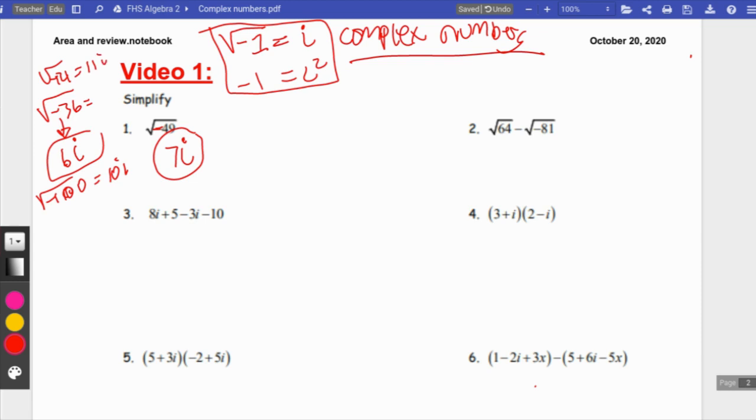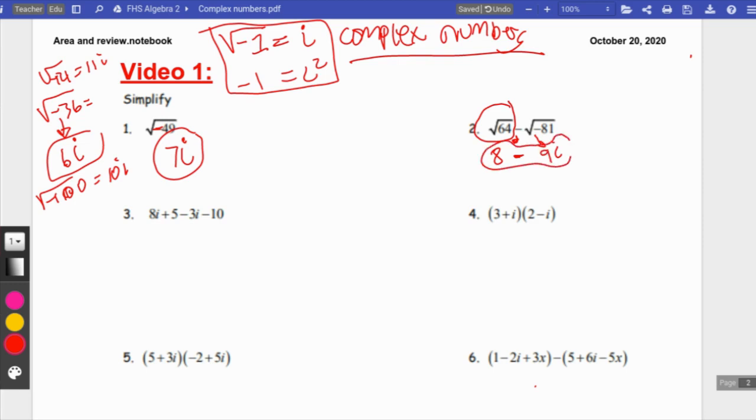All right, let's go to number two. Number two, I don't have a negative inside, so the square root of 64, if you put that in the calculator, will give you 8. We're good with that. Bring down this minus. And if you look at the next one, it says the square root of a negative number, -81. Therefore, because it has a negative, an i will come out. And the square root of 81 you get 9.